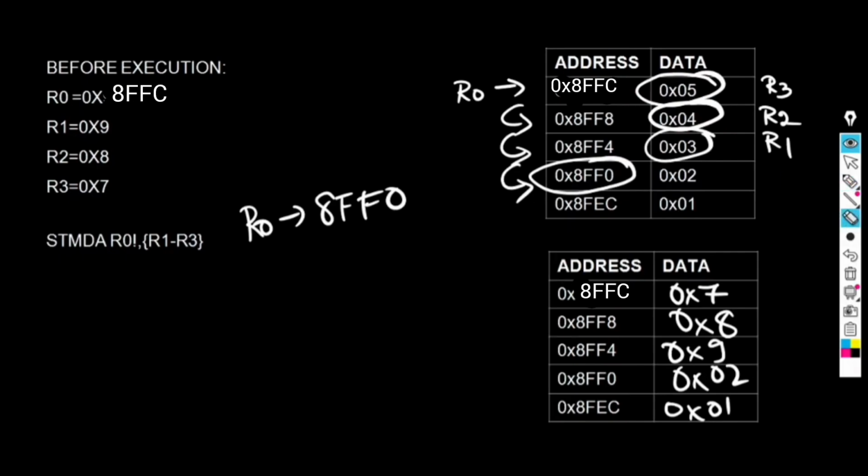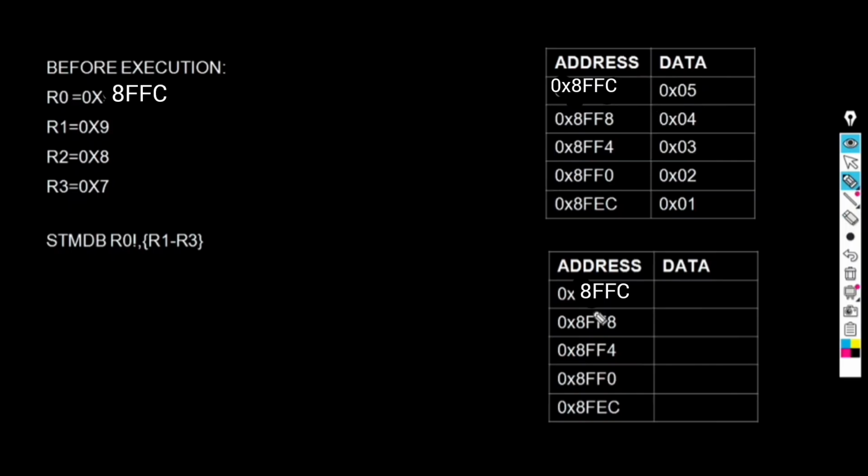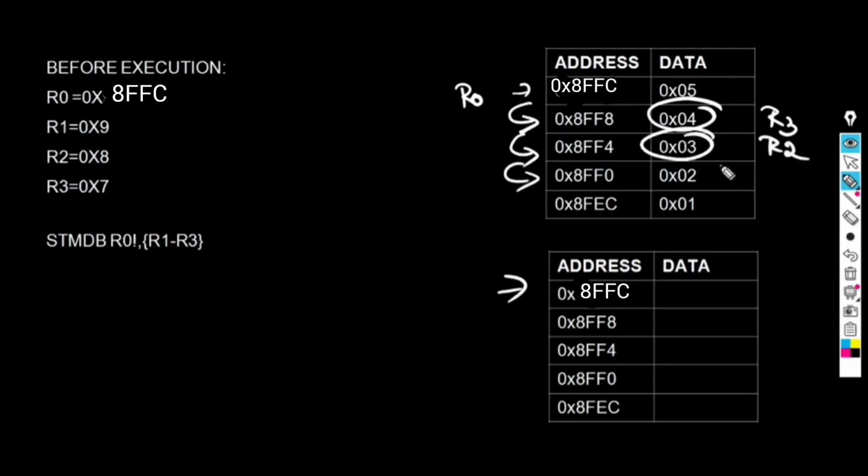Okay, and finally we have R0 getting updated as 8FF0. So what exactly can you expect here? The initial address is this one, okay, or possibly this one. Fine. So what happens here is, because it's decrement before, it means don't modify this content, go to the next address and modify this. So what it should be modified with? It should be modified with R3 content, and next go here, modify this with R2 content, then go here and modify this with R1 content. Okay, and this itself will be the updated address.